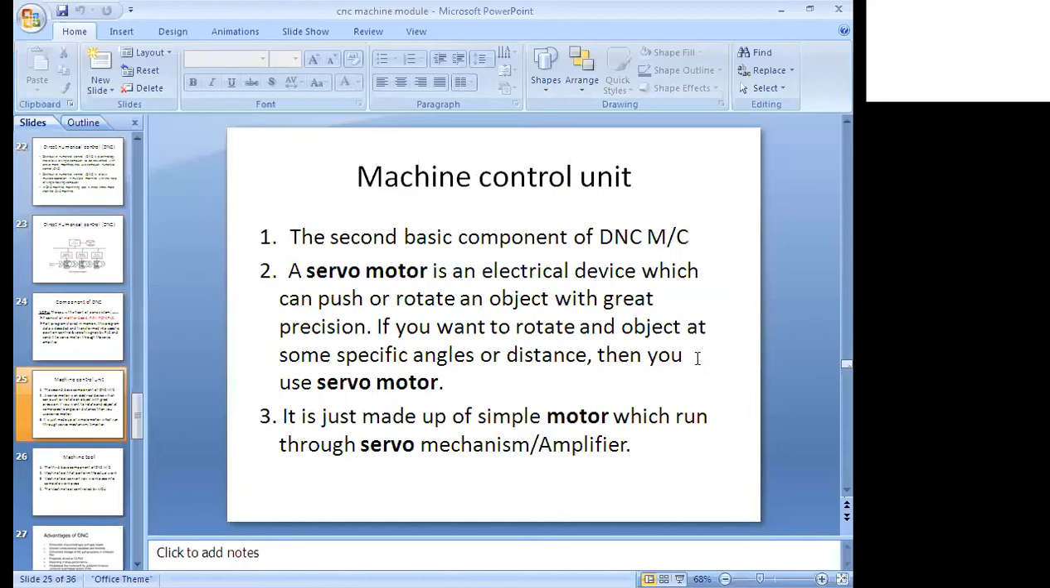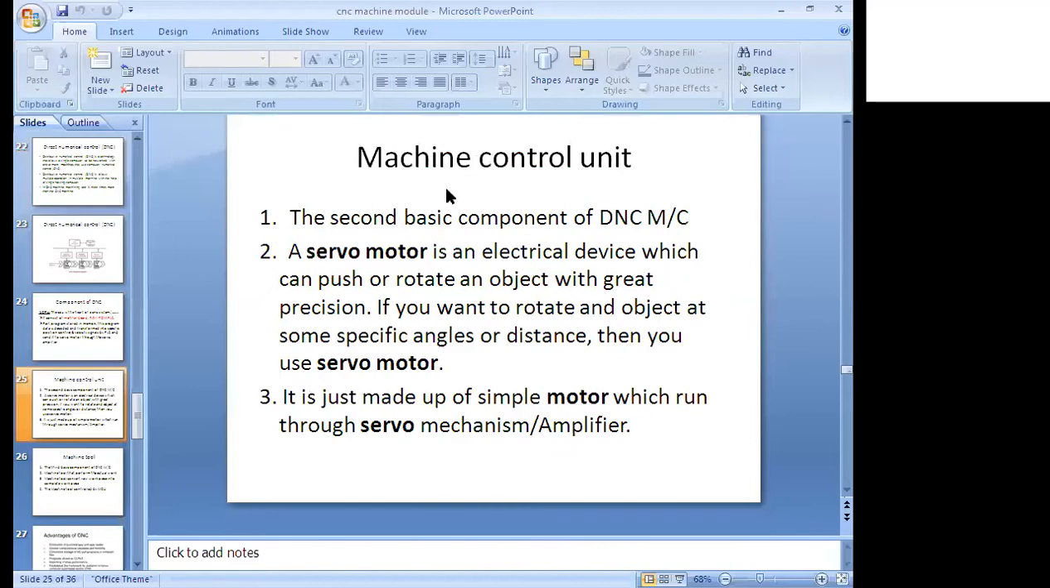The third point: it is just made up of a simple motor which runs through a servo mechanism. That is what I say, because the machine control unit has a servo motor, and the servo motor is run with the help of the servo amplifier. And now we come to the third component.